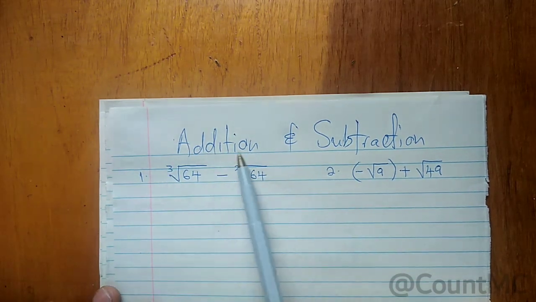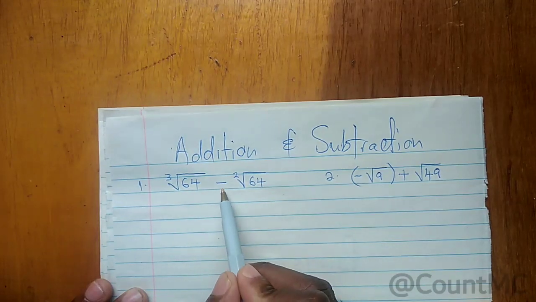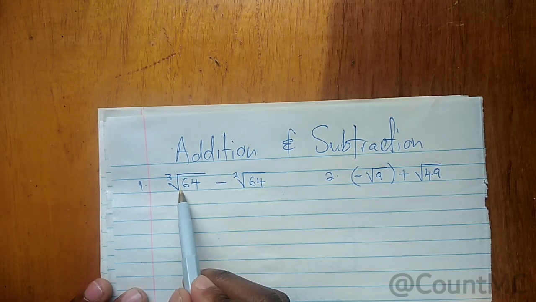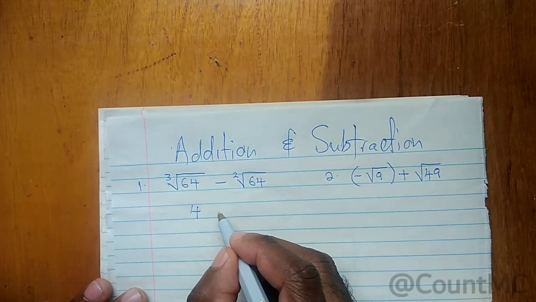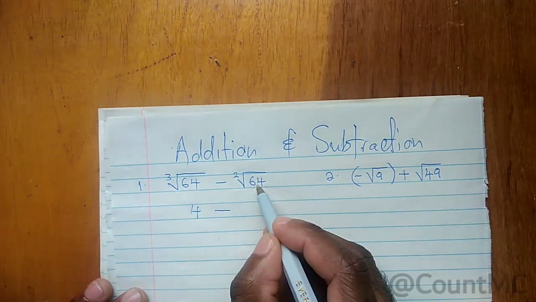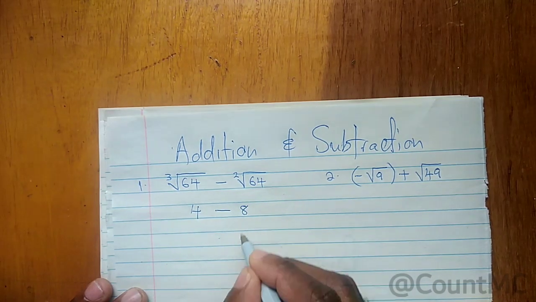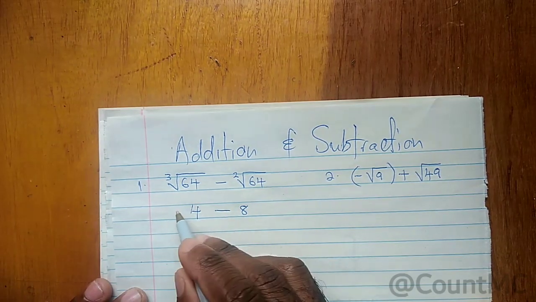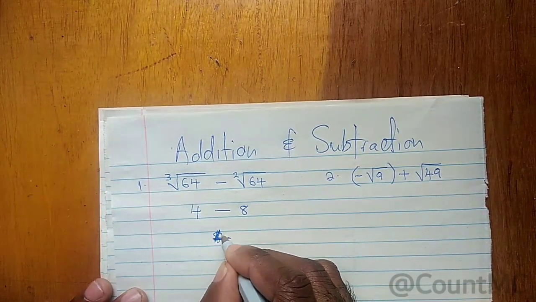So let us start with addition and subtraction. Cube root of 64 minus square root of 64. Which number multiplies itself 3 times to give you 64? It's 4. Minus, which number multiplies itself 2 times to give you 64? It's 8, 8 times 8. So we write an 8. 4 minus 8, the signs are different, it's plus and minus. So you just say 8 minus 4. You get your answer as 4.